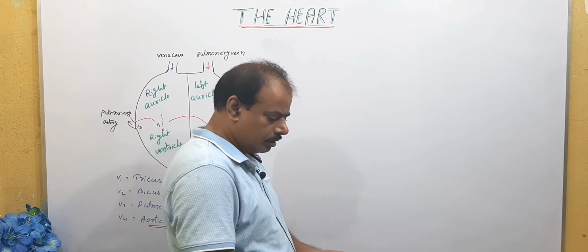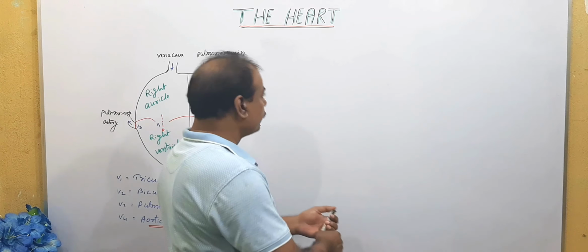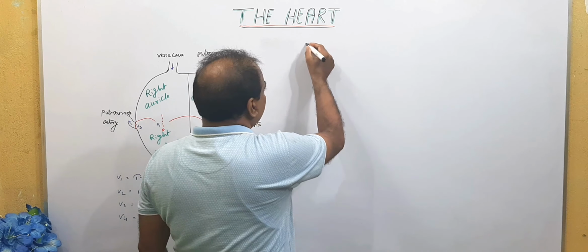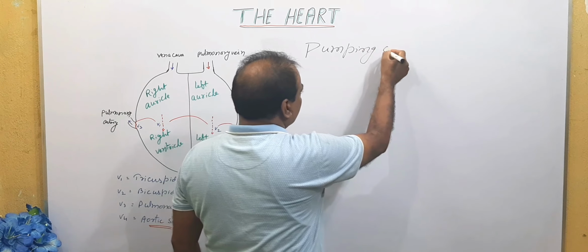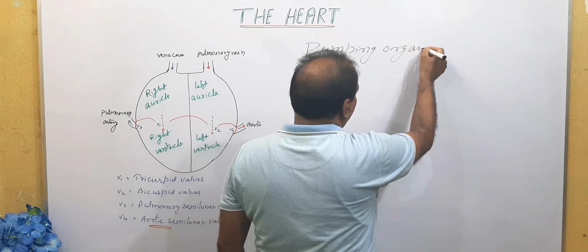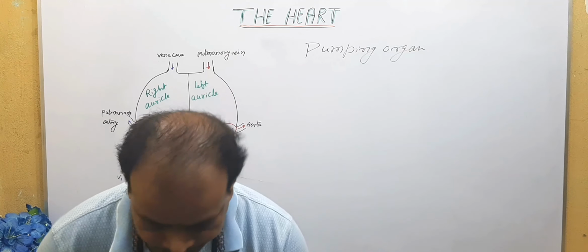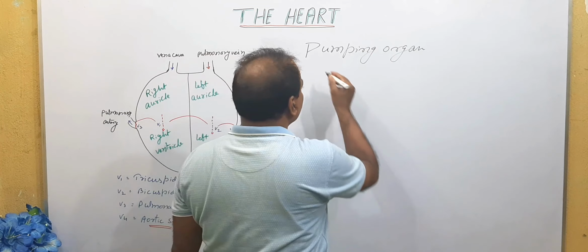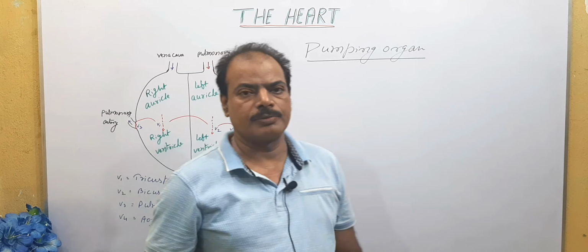The human heart is the pumping organ of our body, and it pumps blood to different parts of the body.